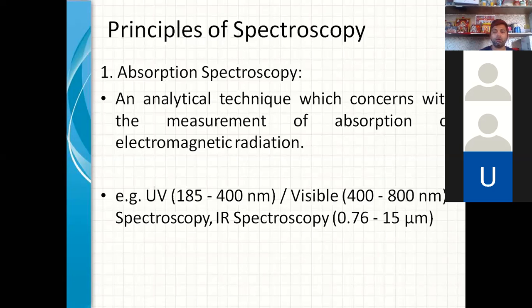For example, UV 190 to 400 nanometers and visible 400 to 750 or 800 nanometers. So this is UV visible spectroscopy, the absorption of electromagnetic radiation in this range. And then IR spectroscopy, as we had discussed, here it is written 760 nanometer to 1 millimeter.